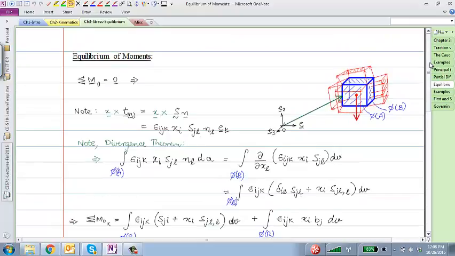If we similarly now look at the sum of moments, we again will go to the same free body diagram. Sum of these tractions on all of the surface, on the deformed surface, and the body force in the deformed body. This is the free body diagram that I'm considering. I need to take moments about some point. So what point should I choose? Center of the body, or does it matter what point you choose?